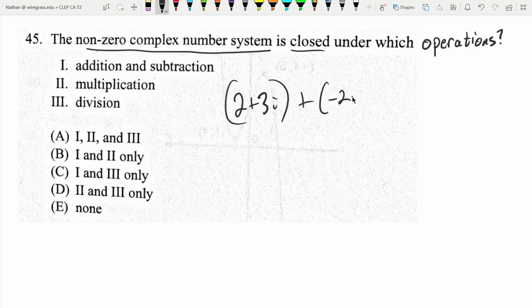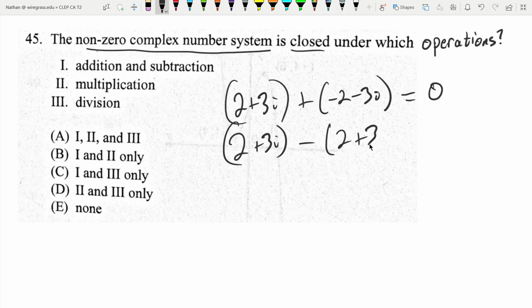plus -2 minus 3i. These are both complex numbers. If I add them, I get 0. And if I take 2 plus 3i minus itself, 2 plus 3i, these are again two complex numbers. They happen to be the same number, but they're still complex. And that gives you 0. So technically 1 is incorrect.